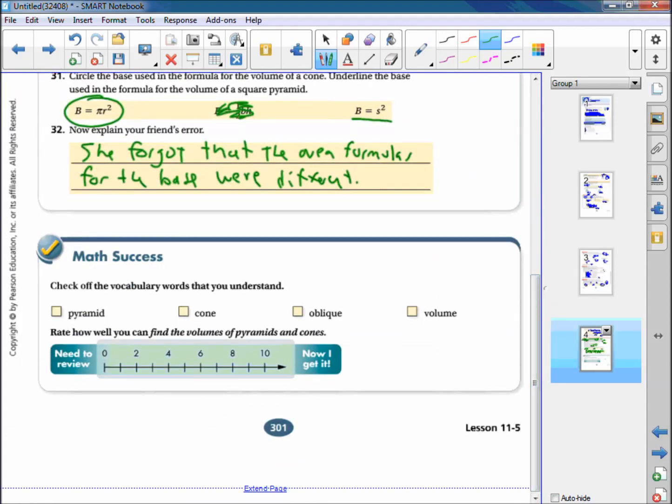Let's check off how our success did. Do you understand the word pyramid? I think you got that one. Cone you probably have. We've been talking about oblique for a while. And volume, this is our second day on, so you should be pretty good with the vocabulary. Now, can you find the volumes of pyramids and cones? Well, what's the only difference between pyramids and cones and prisms and cylinders? That would be 1/3. So I'm guessing you're okay on this too, but if not, as always, go back and re-watch some of your video and make sure that you understand before you come to class next time to practice.